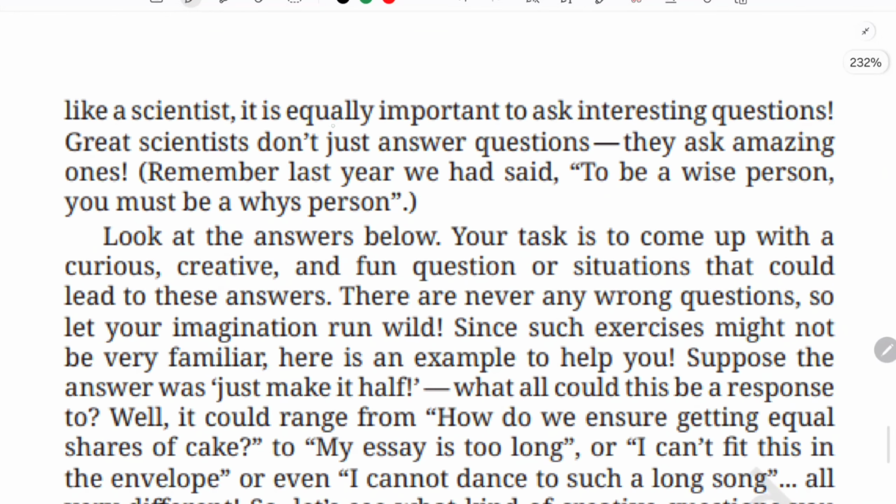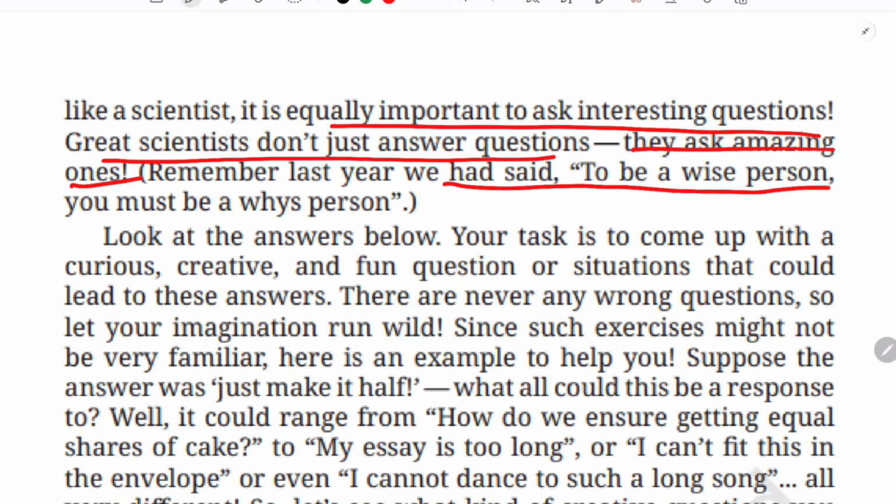Here, just like scientists, it is equally important to ask interesting questions. Great scientists don't just answer questions, they ask amazing ones. So remember, last year, in our class 6 book, chapter 1, there was a quotation, isn't it, where it was said that to be a wise person, to be a knowledgeable person, what you need to do is be a wise person.